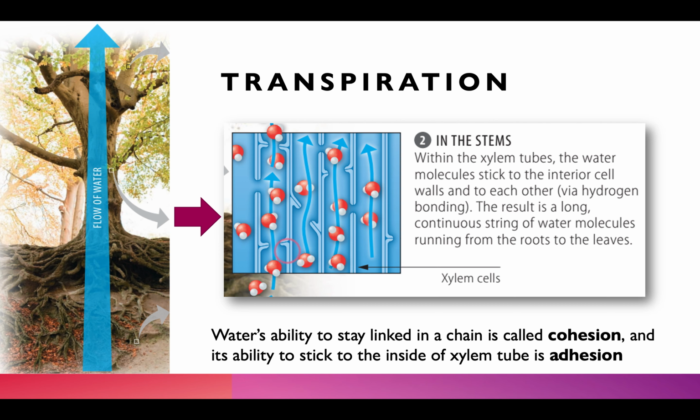The water's ability to stay linked in a chain is called cohesion, and its ability to stick inside of the straw, or in this case the xylem tubes, is called adhesion. Both of these processes allow for the upward motion of water molecules, preventing them from falling down due to the force of gravity.